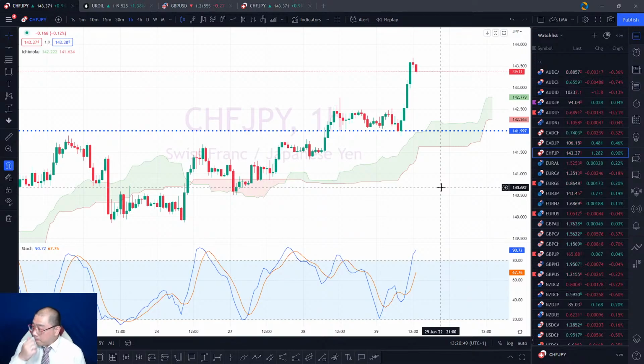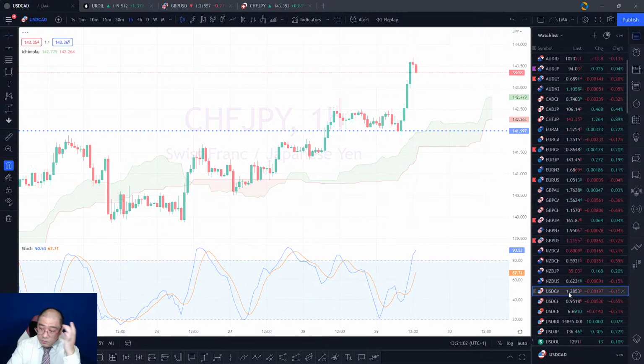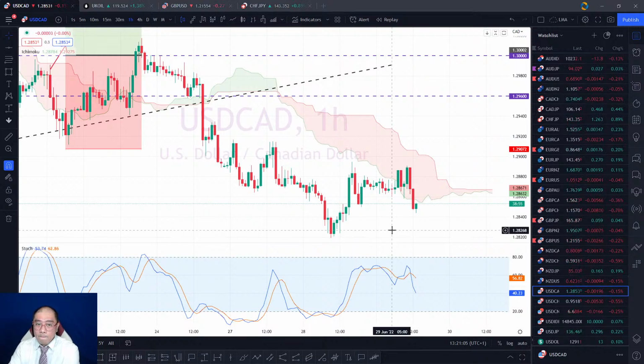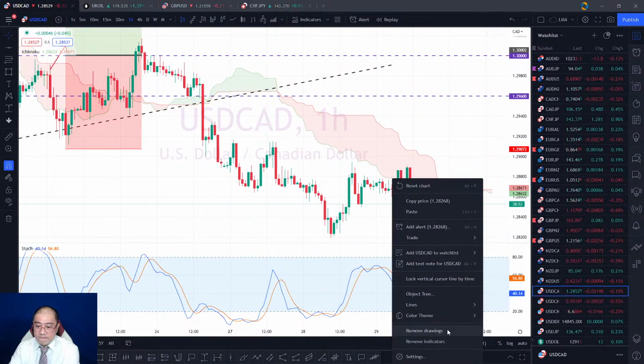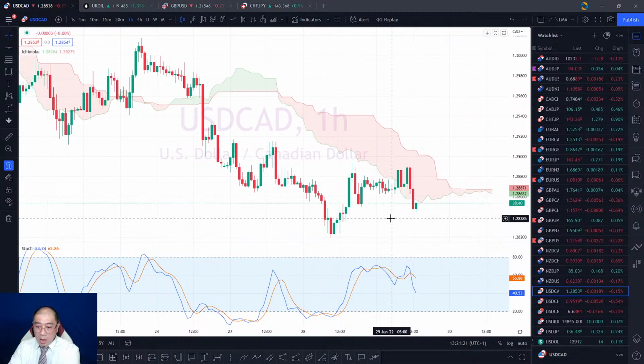Dollar CAD is short at 1.2870, stop loss at 1.29. Okay, let's take a look at dollar CAD. We've got a short at 1.2870. Targets at 1.28, stop loss at 1.29.